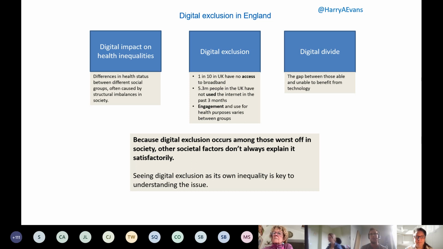A lot of the time, these three things are talked about interchangeably. And the point that I want to make is that it's worth extracting the different themes in terms of these so that we can get a real understanding of what the issues are. So on the one hand, we've got the digital impact on health inequalities.